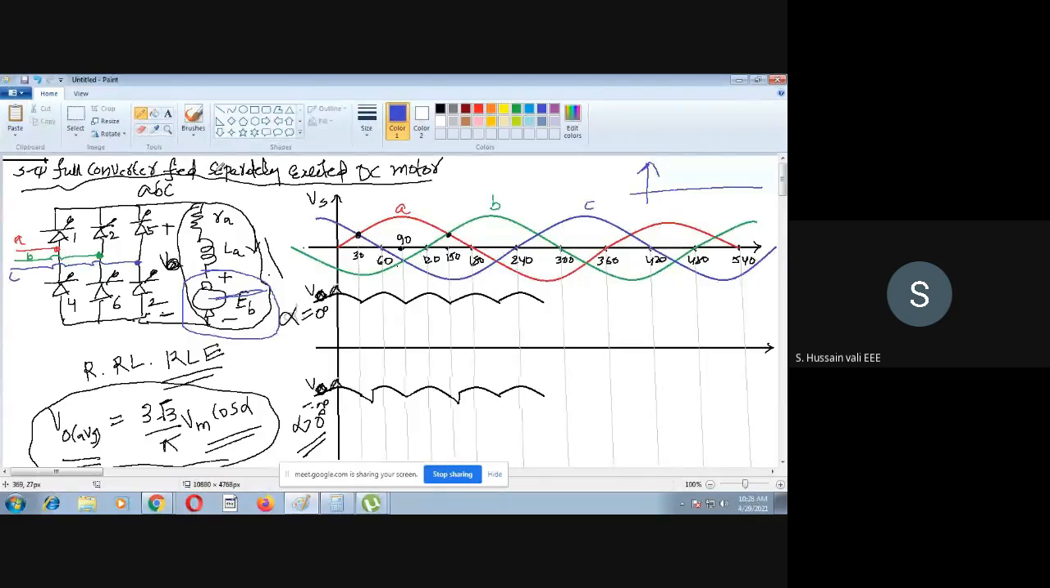Continuous, yes, he has given. That's correct. Continuous in the sense that we will assume it is constant. There is no problem in that. Okay, we can assume like that.